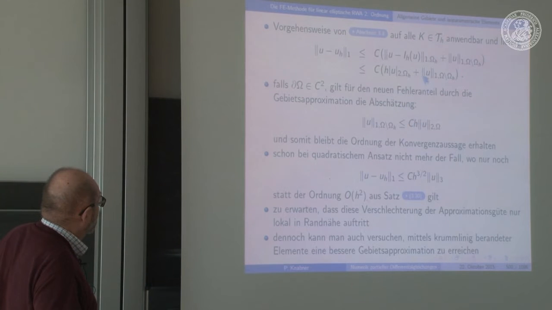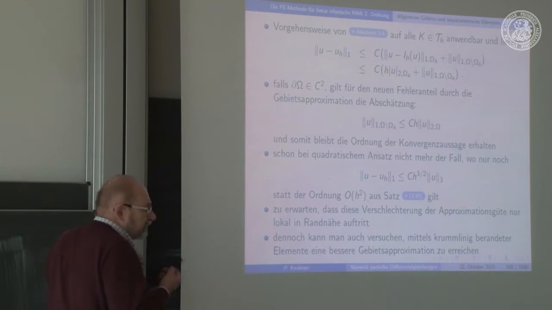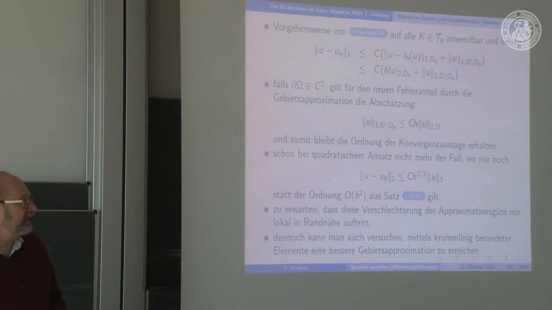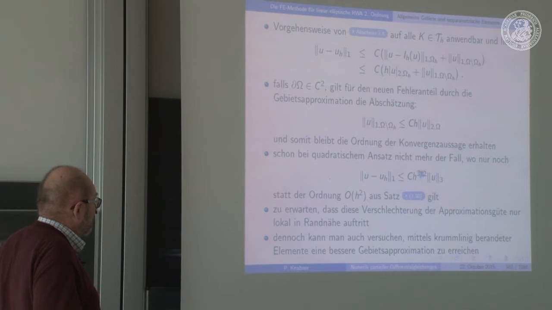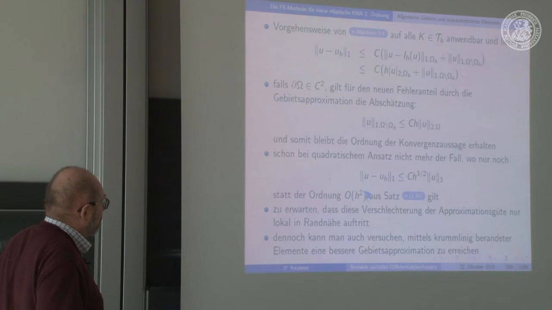Okay, this is good because this preserves our order of convergence estimate of H. If we go on and look, for example, at quadratic ansatz functions, then to preserve the order, of course, we have to deliver more. And that is not so easy then. What we can assure is a deterioration of the order H squared, which we would have in this case; we can only get the order H to the 3/2.